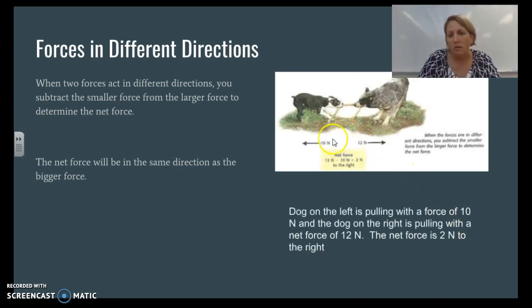Okay, so this dog is pulling with a force of 10 newtons. This dog is pulling in the opposite direction with a force of 12 newtons. The combined net force here is 2 newtons towards the dog on the right because he is pulling with more force than this dog, so therefore the rope will actually start to move and these dogs will start to back up.